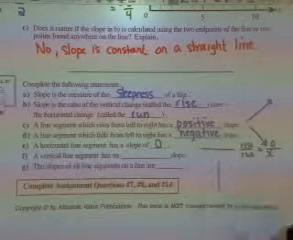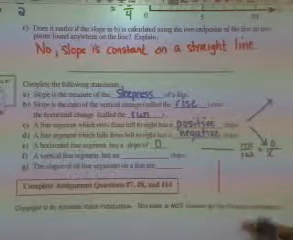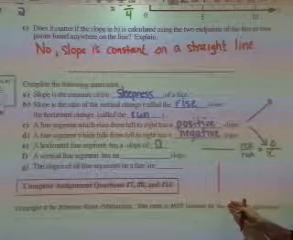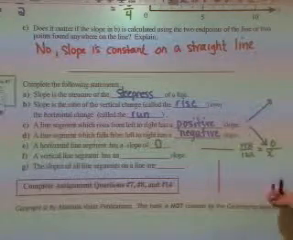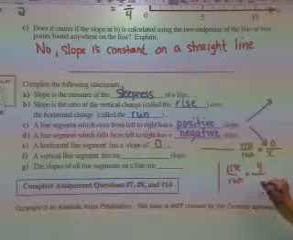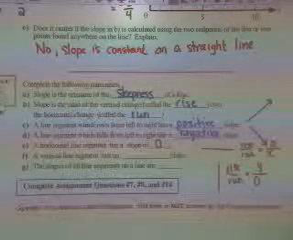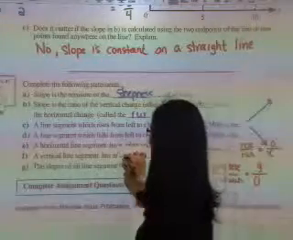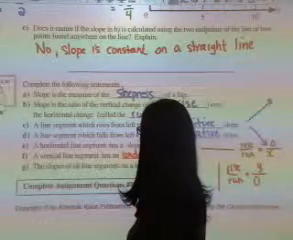A vertical line. A vertical line has a rise, but what can you tell me about its run? None. It's 0. It doesn't have a run. So if I do that rise over run again, my rise is a y value over 0. Can you divide by 0? So we say that it is an undefined slope.